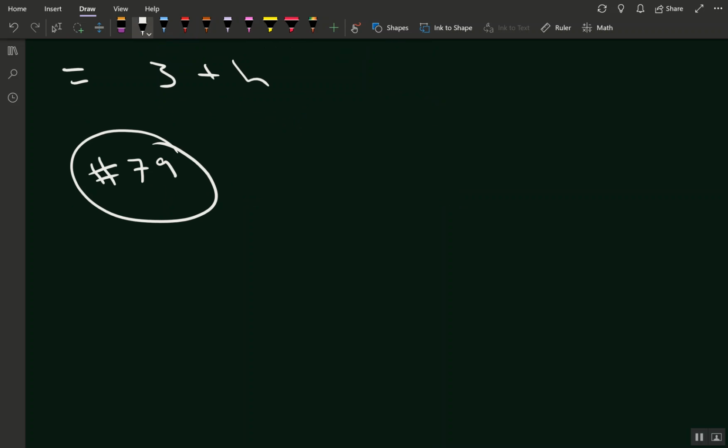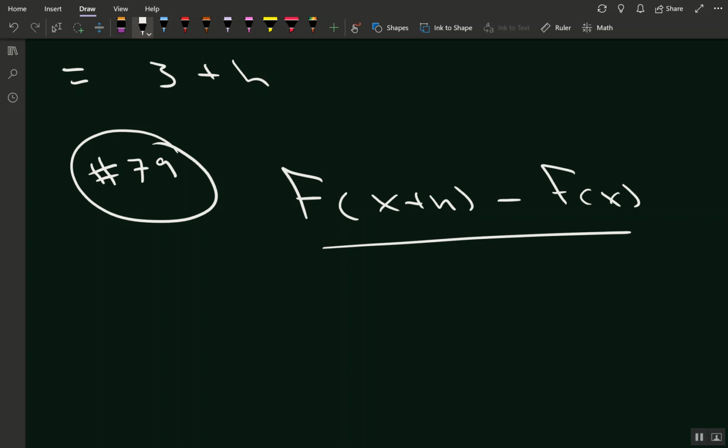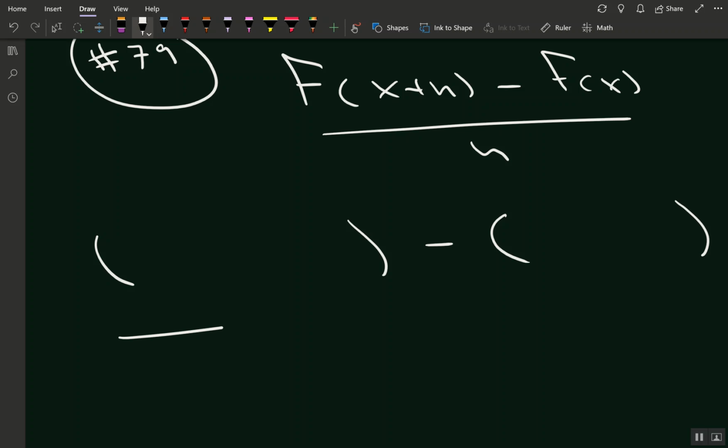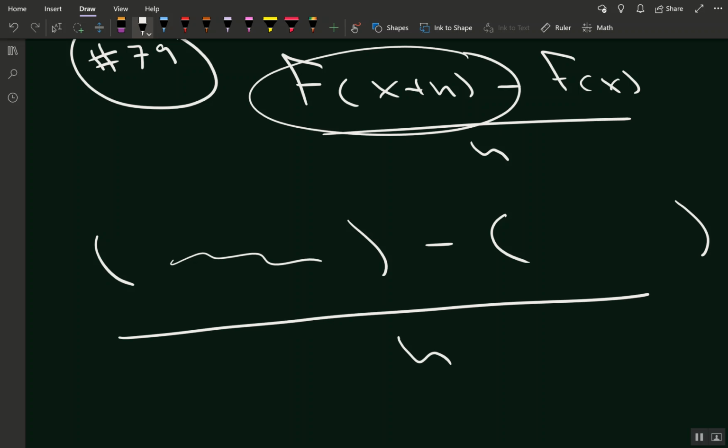And just remember, anytime you have something like f of x plus h minus f of x over h, you're trying to figure out what f of x plus h is, and you're trying to figure out what f of x is, and then you're going to combine those guys and then divide by h. So whatever this guy turns out to be is this guy. Whatever this guy turns out to be is this guy, and you have to subtract them. Okay, let me know how it goes.